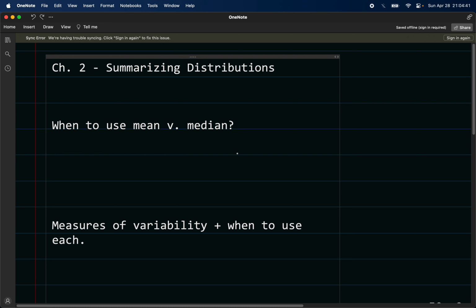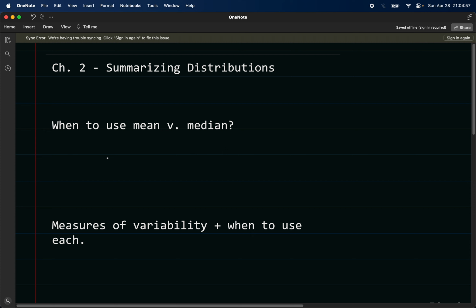The mean is just an average of the numbers. You've probably done many averages. And the median, of course, is the middle number when you arrange all the numbers in your data set in ascending order, right? So when would you use a mean?